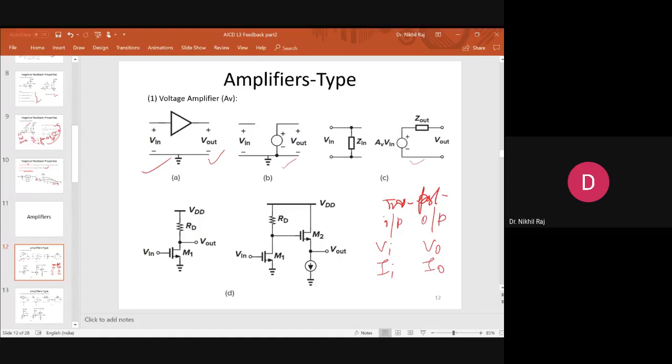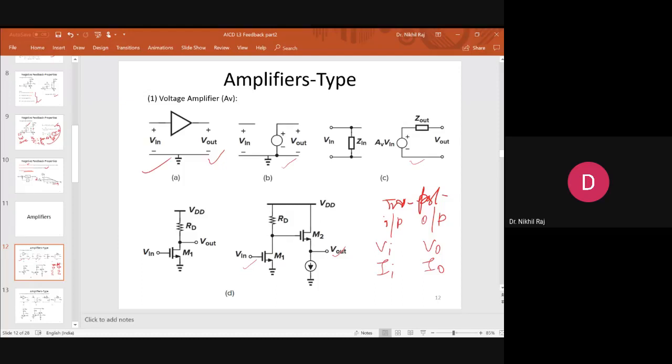The symbolic representation and a practical case are given here, and we have taken one example and seen how to decide a voltage amplifier. Just check at the output what type of variable is generated. If it is a voltage, then definitely my output is voltage. Then I will check the input excitation given to the circuit. If it is a current, it will be a current input. If it is a voltage, then it will be a voltage input. Then the ratio of the output variable to the input variable will decide the nature of the amplifier.